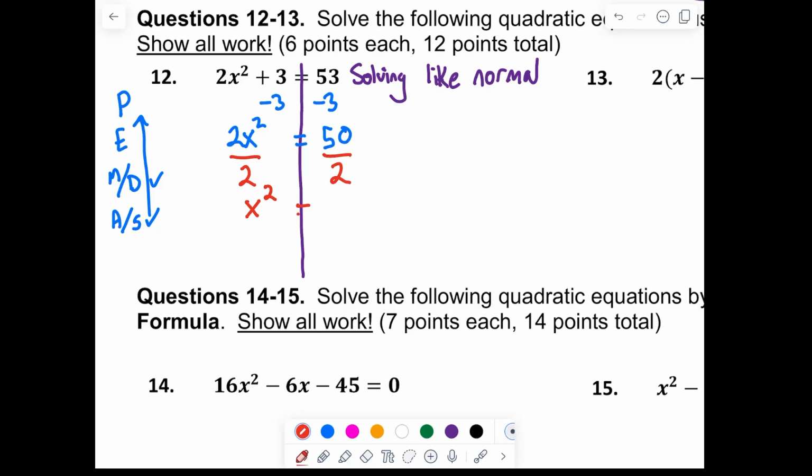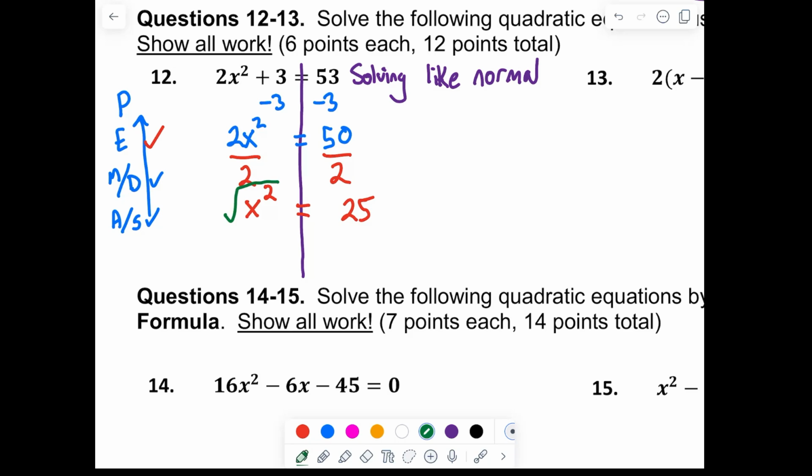The first thing that I want to get rid of is any adding or subtracting. So I subtract 3 from both sides of the equation. And what I'm left with is 2x squared equals 50. And so now the next level up, right, is multiply and divide. And so if I want to get rid of that 2 times x squared, right?